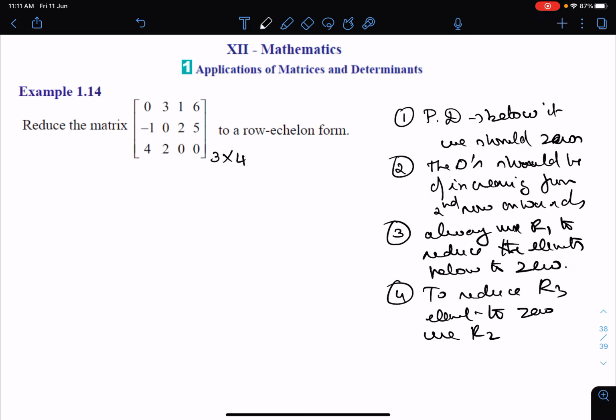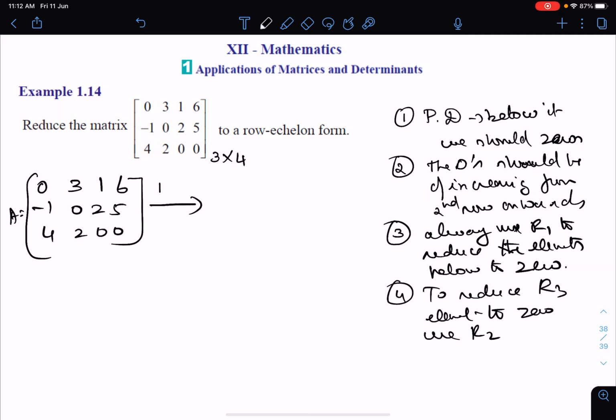Now we shall write the matrix A. Our A is 0 3 1 6, minus 1 0 2 5, and 4 2 0 0. Now you see our first element is 0. If our first element is 1, it will be more convenient, so I am going to interchange R1 with R2. So what will you get? Minus 1 0 2 5, 0 3 1 6, and 4 2 0 0.